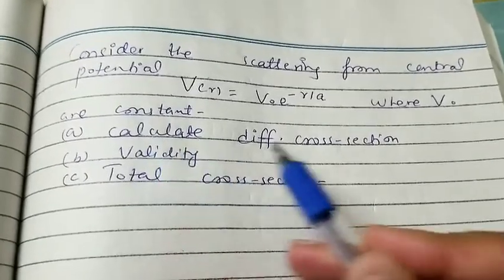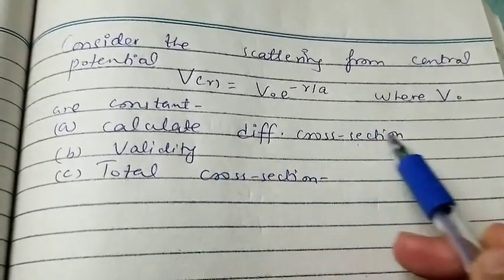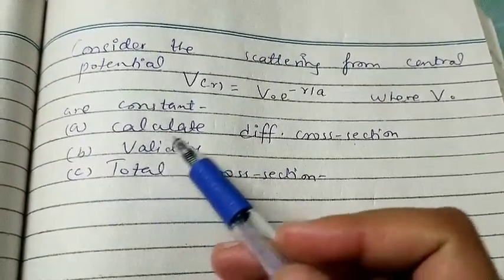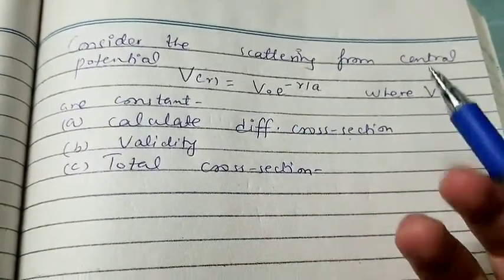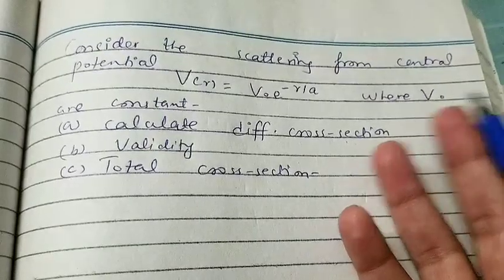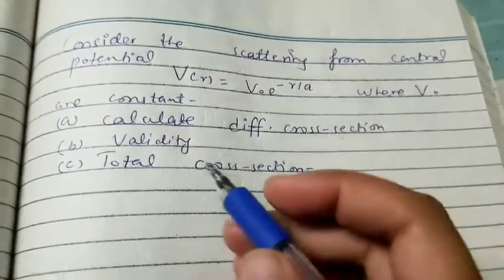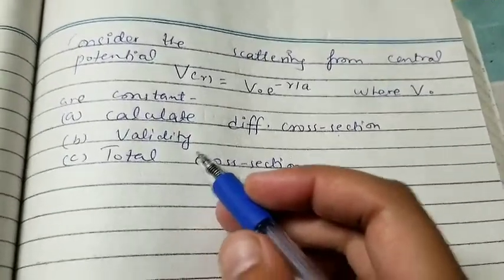We need to calculate the differential cross section using Born's first approximation, and we need to find out the relationship between v naught, a, k, and mu, such that the Born approximation is valid. And thirdly, we need to calculate the total cross section.